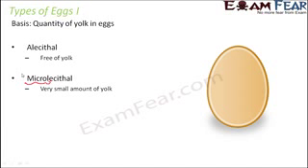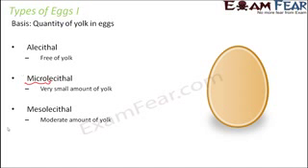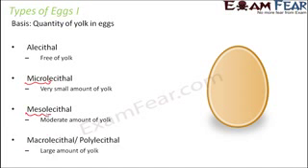Microlecithal. Micro means what? Very small. So a very small amount of yolk, that is microlecithal. Mesolecithal. Meso means medium, so a moderate amount of yolk is mesolecithal. And macro, which means big. So a large amount of yolk is macrolecithal or polylecithal. Poly means many. So a large amount of yolk is macro or polylecithal.